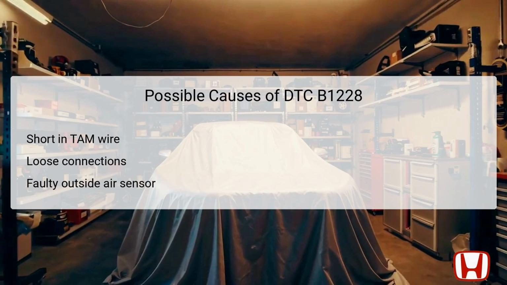Checking these connections is crucial to eliminate faults that could result from improper wiring. Lastly, a malfunctioning outside air temperature sensor itself can present similar symptoms, leading to inaccurate temperature readings. Identifying the specific cause of the fault is essential in ensuring proper repairs and restoring functionality.